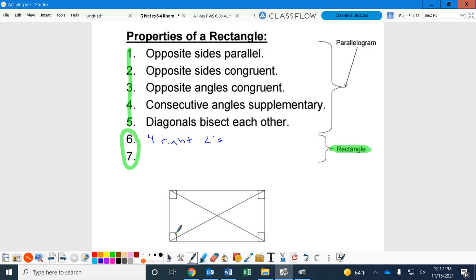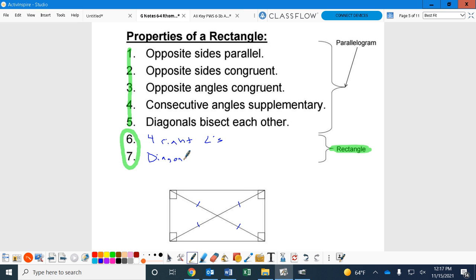Not parallel. They are still bisecting. Absolutely still bisecting. So that was number 5. But that makes them congruent too.